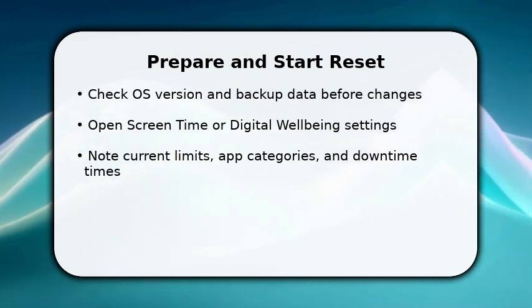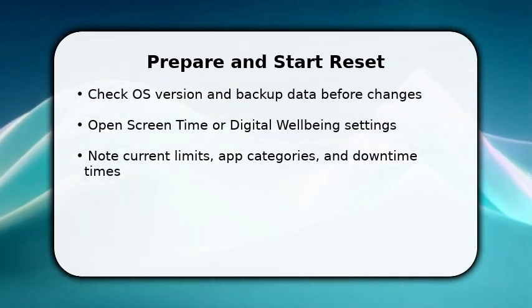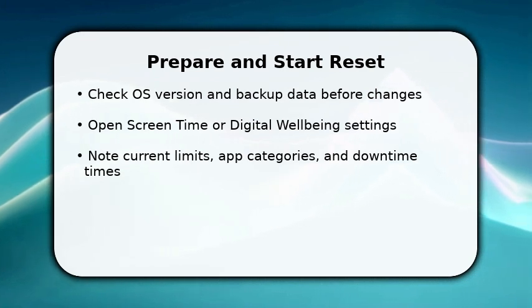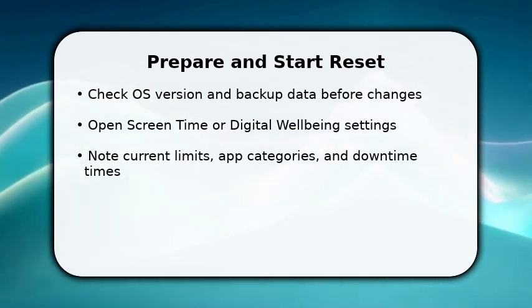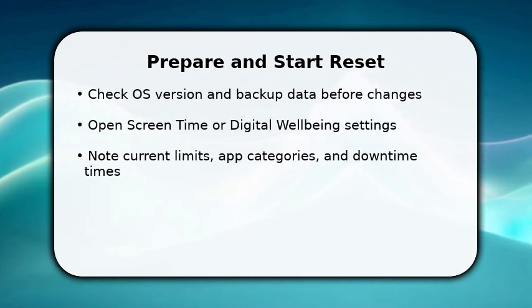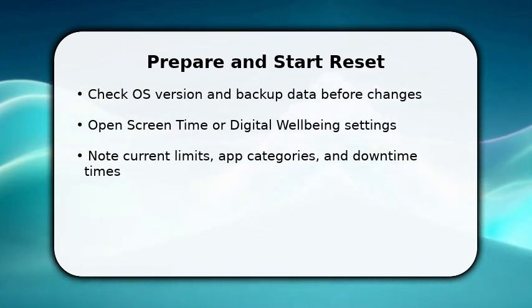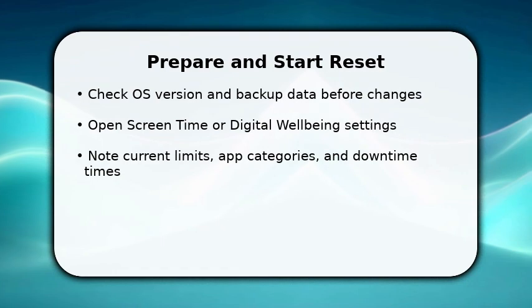Once done, record active app categories and any family settings. These values guide changes. Now take the first actionable step. Toggle screen monitoring on if off, then export or screenshot settings so you can revert if needed.